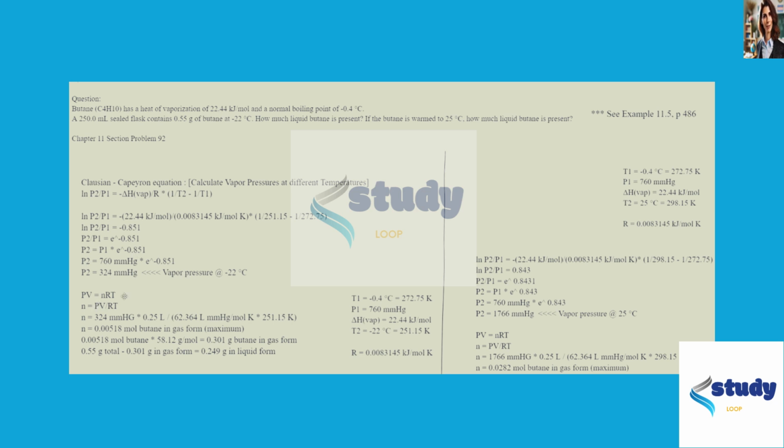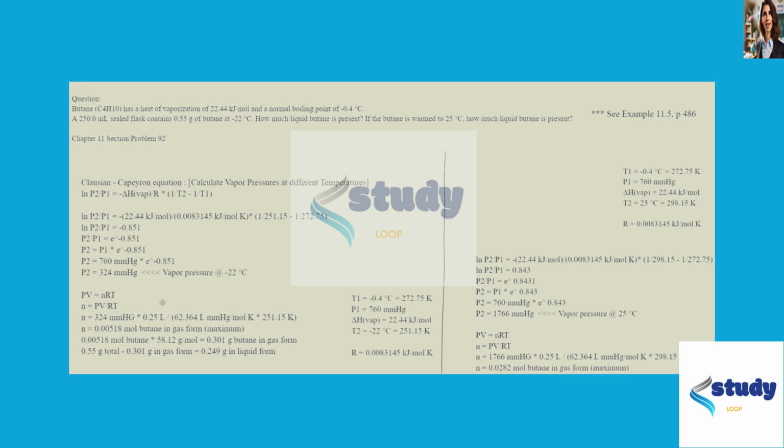So PV equals nRT is the ideal gas law. So rearrange it to solve for n. And so n is going to equal PV over RT. And so the pressure, again, is that vapor pressure that we just solved for, times the volume, which is the total volume of the system, that being 250 milliliters, so that's 0.25 liters.